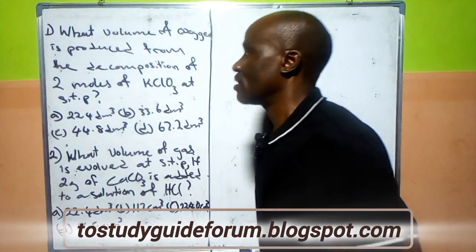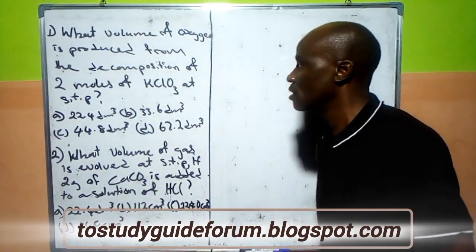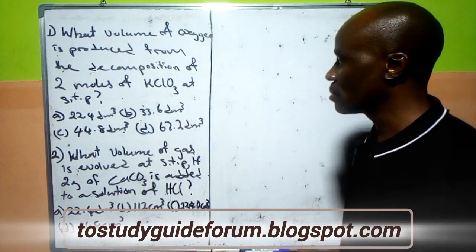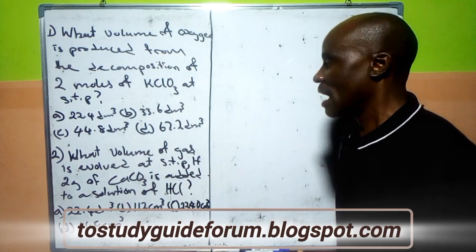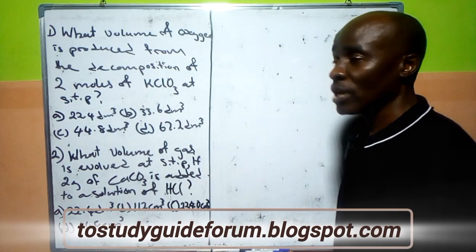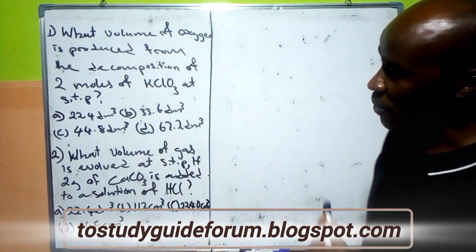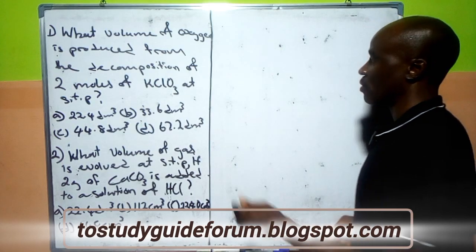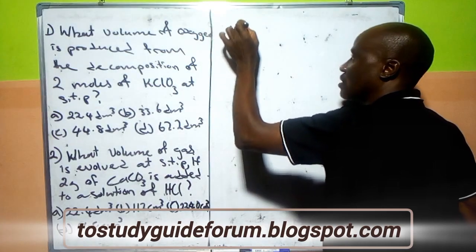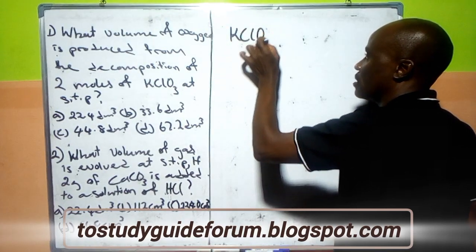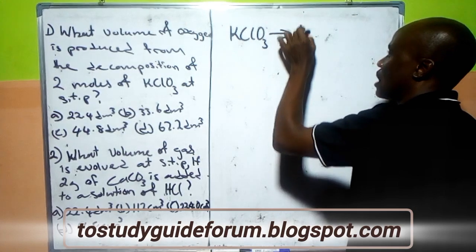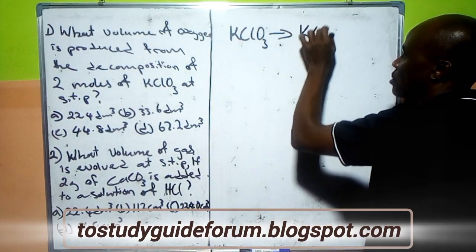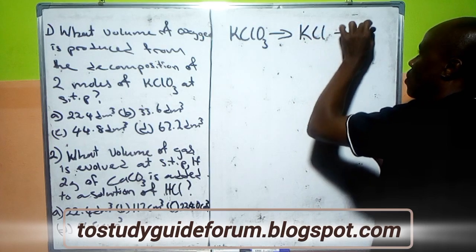The first question says, what volume of oxygen is produced from the decomposition of 2 moles of potassium trioxochlorate(V) at S.T.P.? To get this done, let's see how we get a balanced equation of the reaction. From a balanced chemical equation, potassium trioxochlorate will decompose to give us chlorine and what? Oxygen.